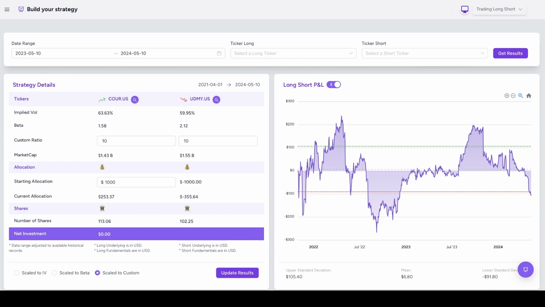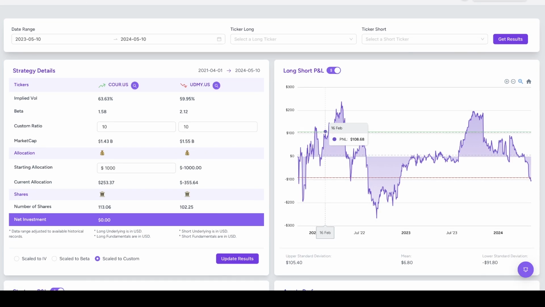And then you can just manage the custom ratio, which tells you how many shares you need to buy of each one of the tickers in order to have a good relationship to maximize the number of times that the strategy reaches the mean. The more times they go to the first standard deviation and go back to the mean, the more times you can make money, basically.